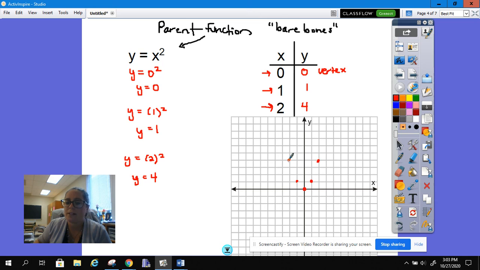Now, you can memorize these points. You're going to be using it quite often. But you can also create this table every time if you have to, if you forget where a point goes. But it's always (0, 0), (1, 1), (2, 4), and then you reflect across, (-1, 1) and then (-2, 4). That is always going to be your parent function, what it looks like without connecting the dots.